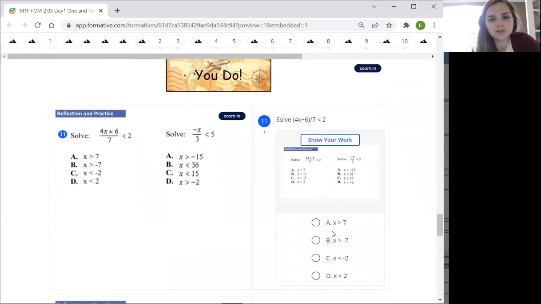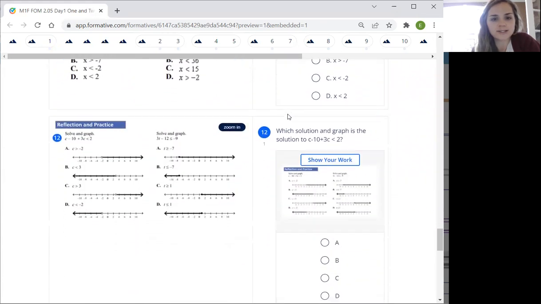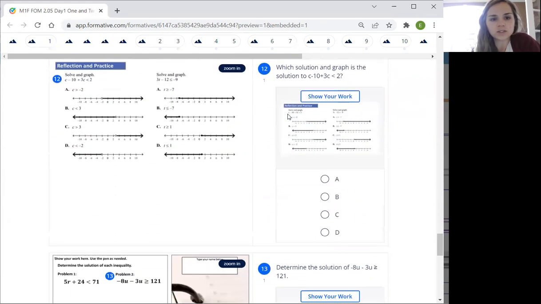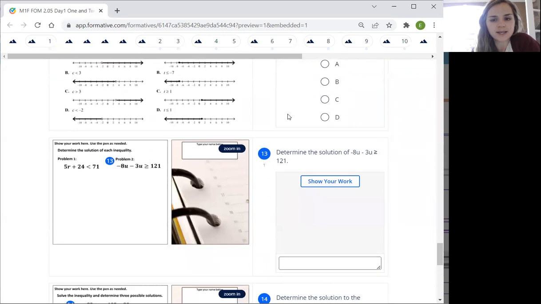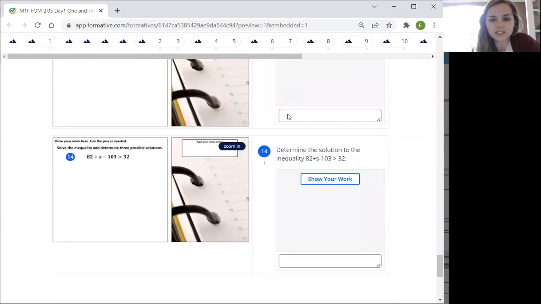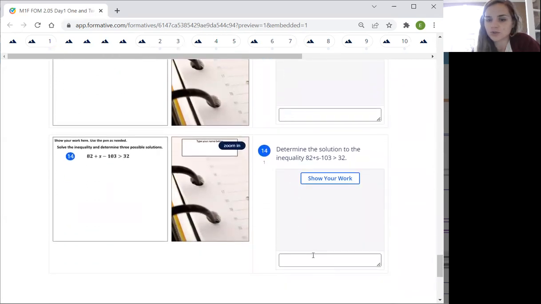Okay, I left some you-do problems for you guys. So go ahead and try number 11 on your own. It's multiple choice. Number 12 is also multiple choice. And 13 and 14, you're able to put your solution in there.